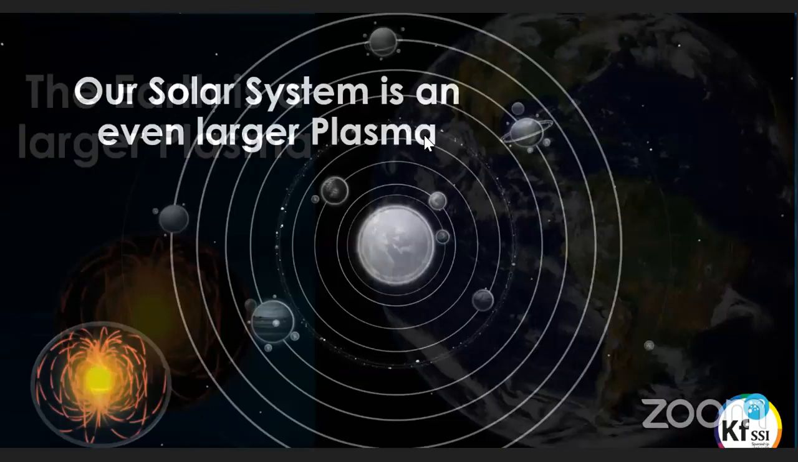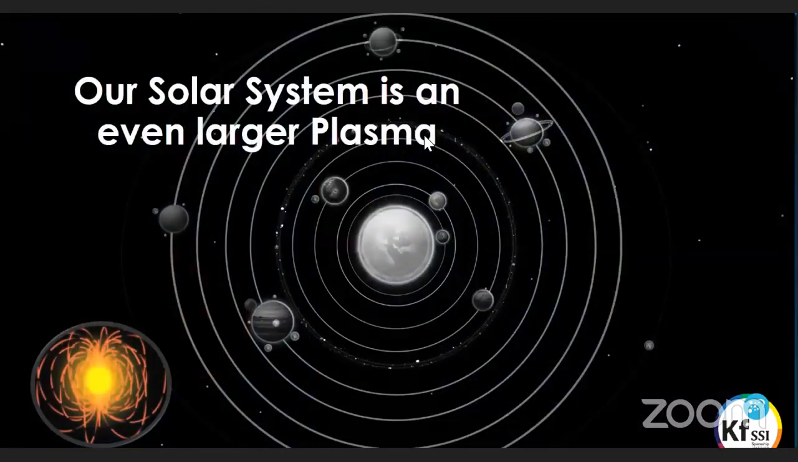The solar system in which we have our sun and Earth and all our planets is just another larger plasma that we have to view. And we see our sun and our Earth and all the other planets are also just interactions of fields at certain distances within our solar system.